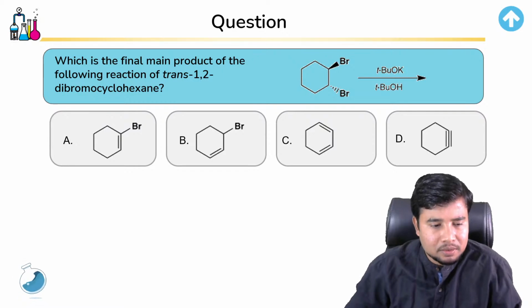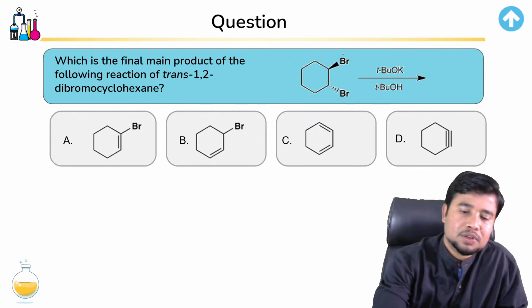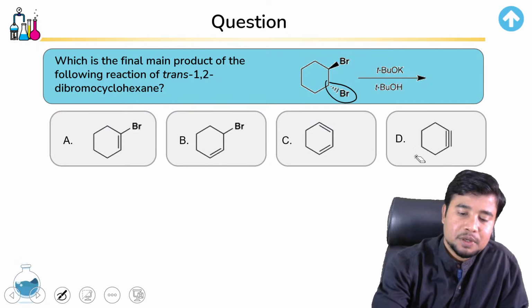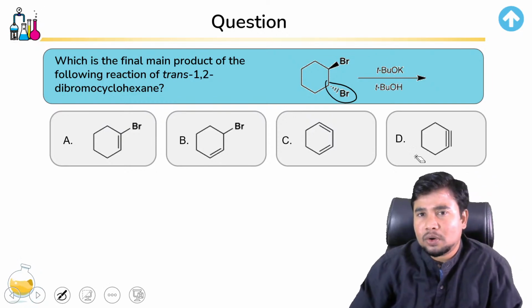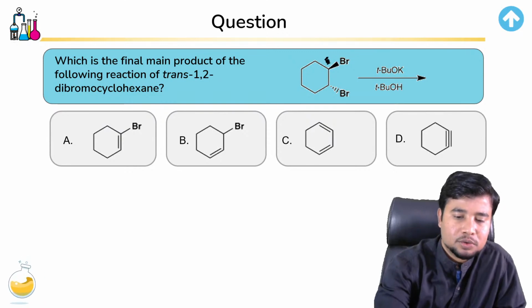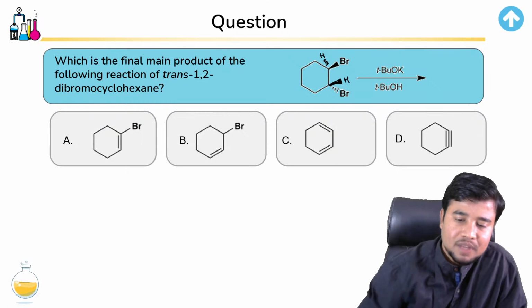Which is the final main product or major product of the following reaction of trans 1,2-dibromocyclohexane? Now you have this trans 1,2-dibromocyclohexane. We could see from here that bromines are already being shown. Now we could easily draw the hydrogens. Like here, the hydrogen would be in the dashed line, because the bromine is in the wedge line. Here, the hydrogen would be in the wedge line because the bromine is in the dashed line.